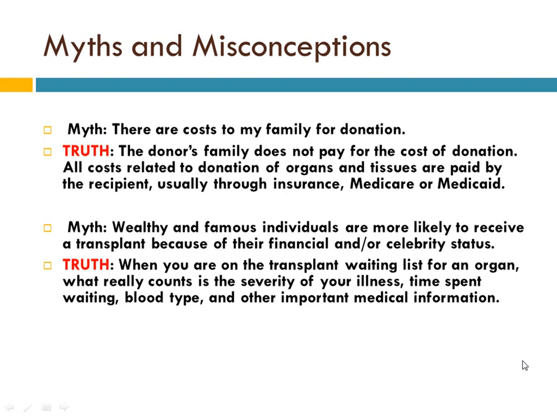Wealthy and famous individuals are more likely to receive a transplant. So this one, when you're put on the list, it obviously doesn't take into account who you are or what your income status is, but it's based on the severity of your illness, the time you spent waiting, what your blood type is. Like, are you going to be a tissue match for this donor? Are you not? And then also, what is your outcome going to be?